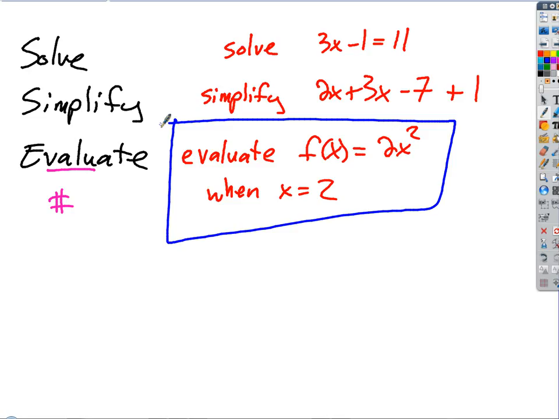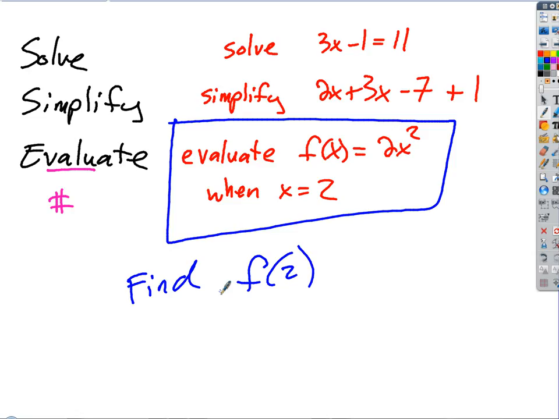Plug in the x. Perfect. I could rewrite that as f of 2, couldn't I? I'm really just finding f of 2. If I'm evaluating this when x is 2, I'm really just finding f of 2. Make sense? You're right. If I want to get the answer here, I'm going to have to plug 2 in for the x in this function and find out what it is.